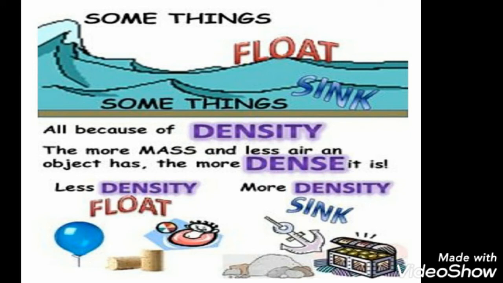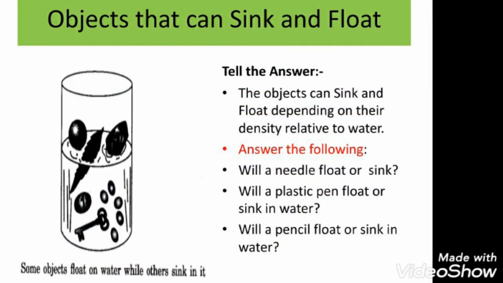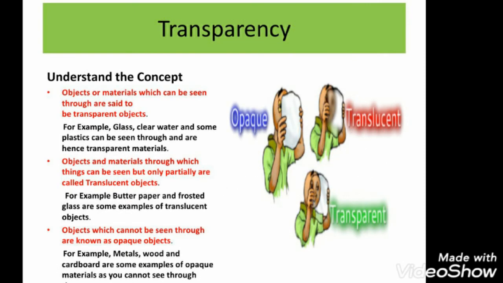And on the other hand, materials made up of metal like iron have more density, so they will sink down. So density tells you whether the object will float or sink. Like, will a needle float or sink? Will a plastic pen float or sink? Will a pencil float or sink in water? All these things depend upon the density of that particular object. If density is more than water, it will sink. If density is less than water, it will float.